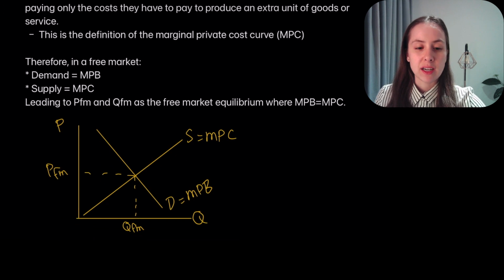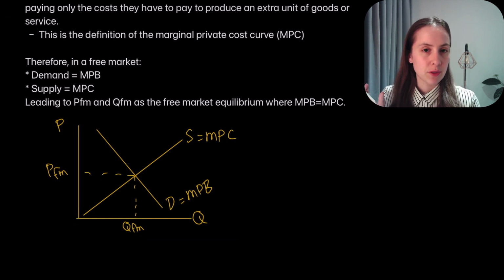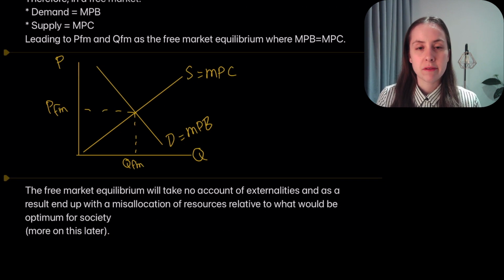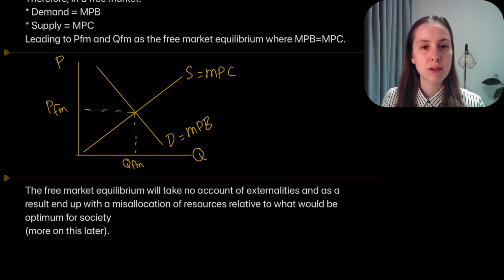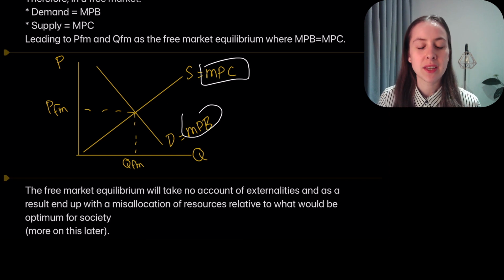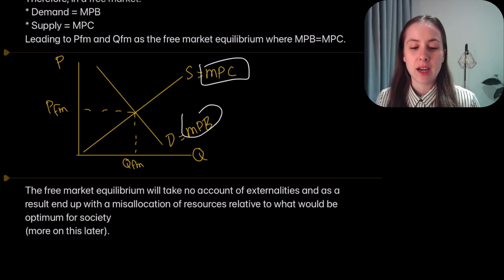So in a free market, we've got firms looking at the MPC, consumers looking at the MPB. These things coincide, and that becomes the equilibrium. That's the supply, that's the demand. So PFM and QFM is the actual free market equilibrium. If a question ever asks you to find the free market equilibrium, be sure to set your MPC equal to your MPB, and you get PFM and QFM.